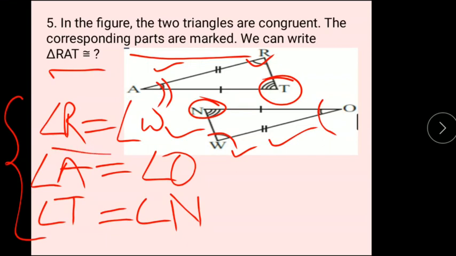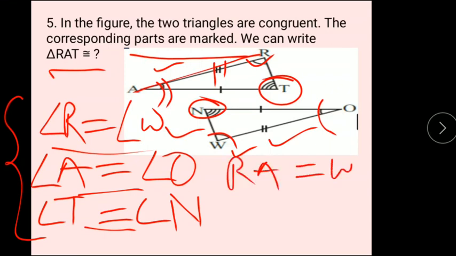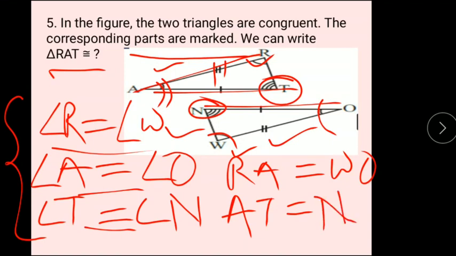So actually this is a criterion which we have not studied. I have also mentioned in number 4 that the AAA criterion is not there, but you can see here that a double mark is there on the side. They have also said that the sides are equal. So RA is equal to WO or OW, right? And AT is equal to NO. So even the sides are mentioned. So we can choose any of the criteria given.